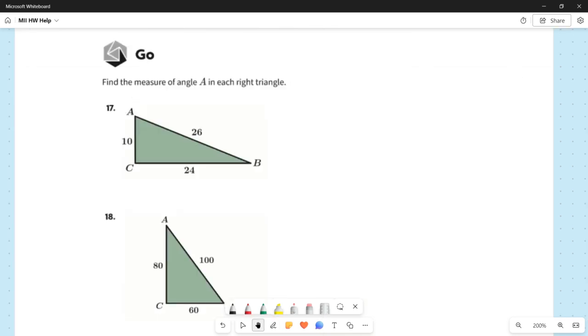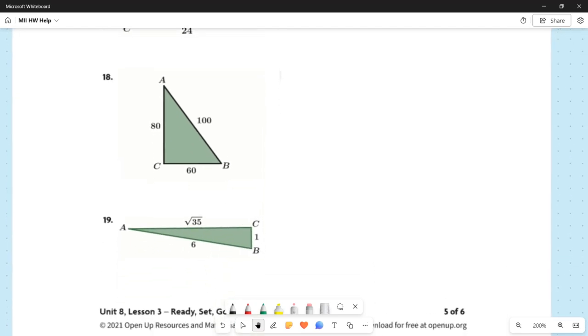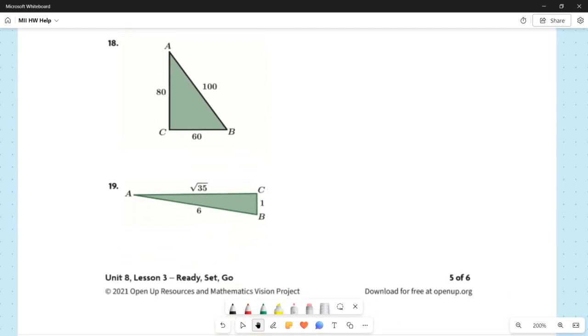As always, we'll wrap up with the go section. The directions here say, find the measure of angle A in each triangle. And our first assigned question was number 18. So we're looking for the measure of angle A, which is right there. So this is x degrees. And we're told that this is a right triangle. It certainly looks like a right triangle, but the directions tell us it's a right triangle.